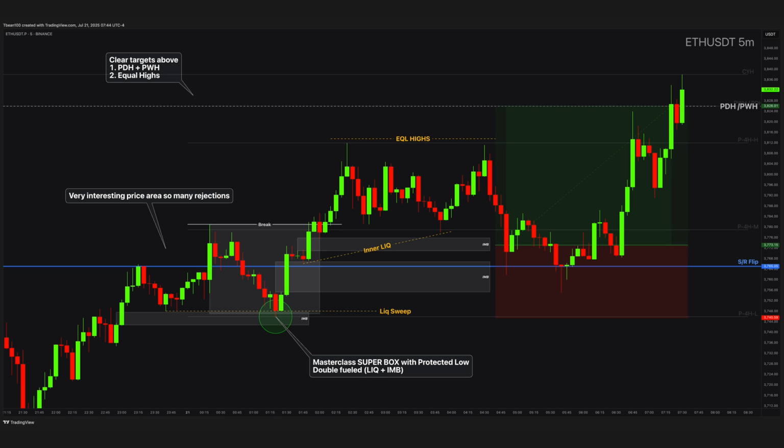If you set a trade here, covering both inner imbalances and placing the stop loss at the protected low from our super box, no one can tell you anything. This is an extremely legitimate setup that you can use. We expect our price to fill up in this area before reaching our targets above.